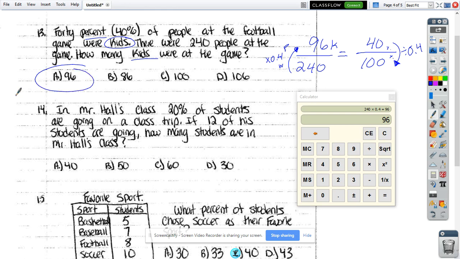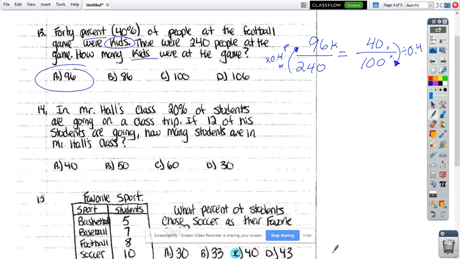Question 14. In Mr. Hall's class, 20% of the students are going on a class trip. If 12 of his students are going, how many students are in Mr. Hall's class? So already we have a percent problem, so let's set it up. I have percent, that's 100%. I don't need this percent sign, but it helps me to remember. Mr. Hall's class, 20% of the students are going on a class trip. If 12 of his students are going, how many students are in the whole class?